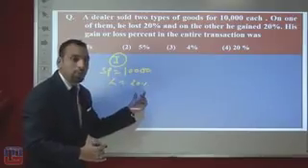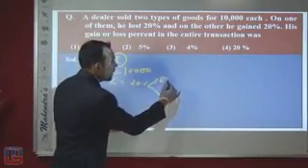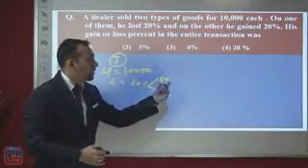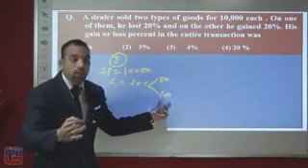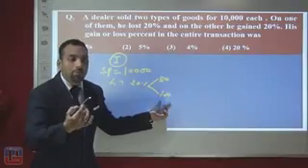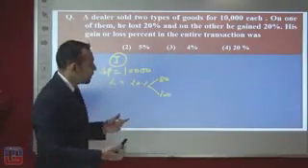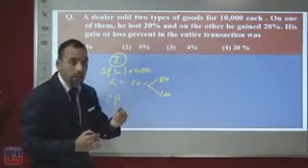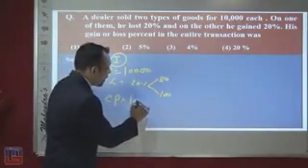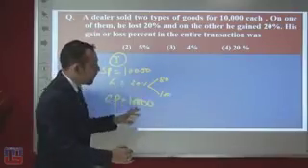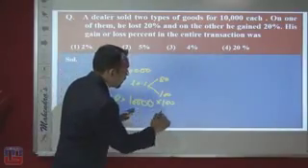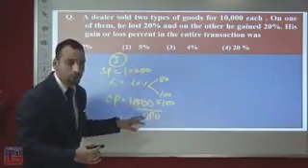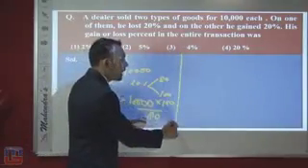If we have a loss of 20%, then we have two numbers, that is 80 and 100. Now in case of loss, CP is always greater than SP. So CP will be greater than this one. So how will we make this one greater? If we have to find the CP, multiply this by 100 and divide by 80. So here you will calculate the CP for the first article.